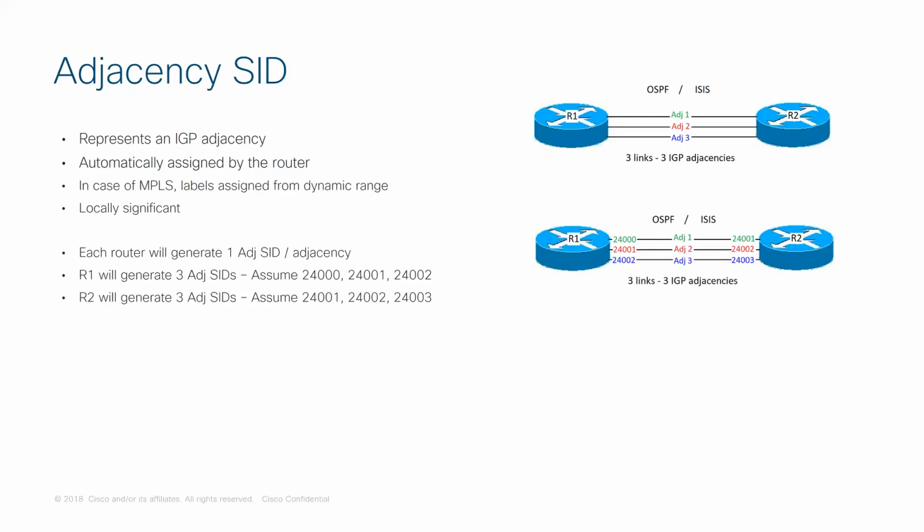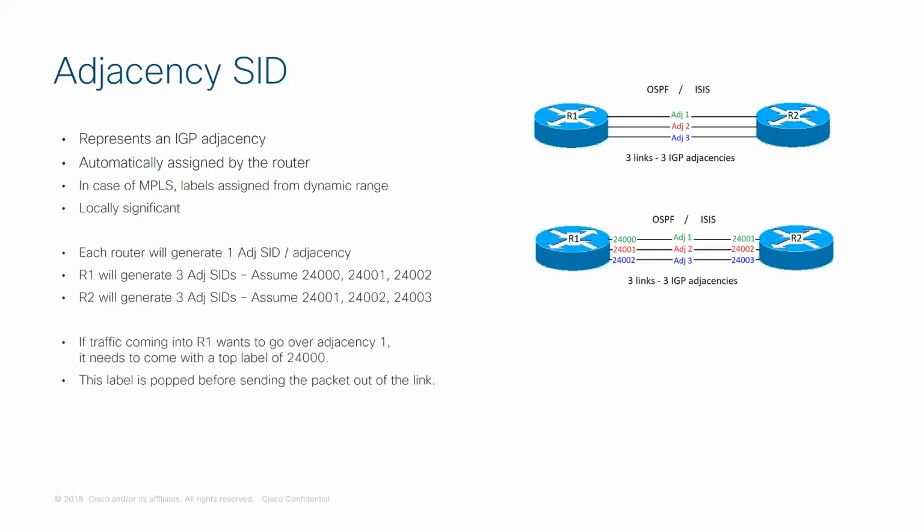Thanks. Okay. So in this case, say for adjacency 1, R1 has allocated 24,000, R2 has allocated 24,001. This is quite dynamic. I won't say random, but whatever is the first free label from the dynamic label range, it will allocate. It can be the same, it need not be the same, depends. So here we have three adjacency SIDs, 3 per router.